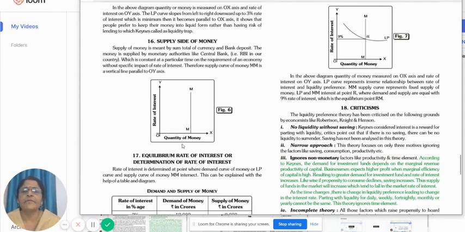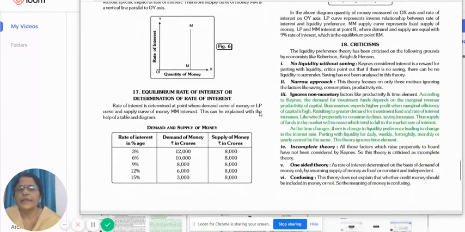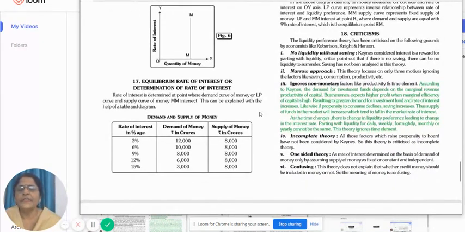Therefore, the supply curve of money MM is a vertical line parallel to the OY axis, as you can see in the diagram. Now we have to determine the rate of interest. The rate of interest is determined at a point where the demand curve of money, or LP curve, and the supply curve of money, MM curve, intersect. This can be explained with the help of a table and a diagram.